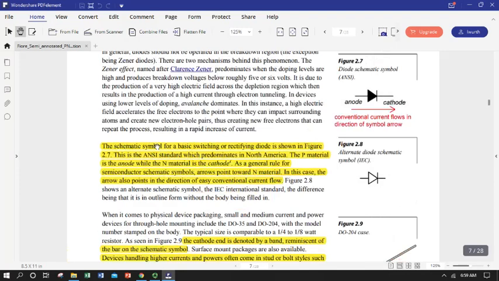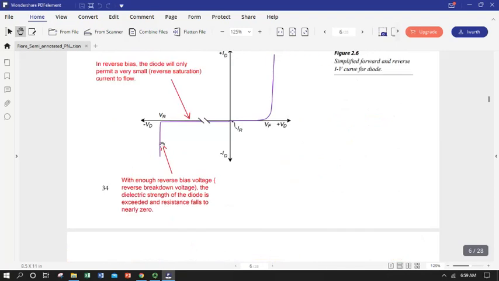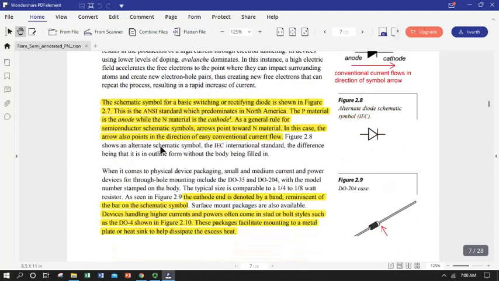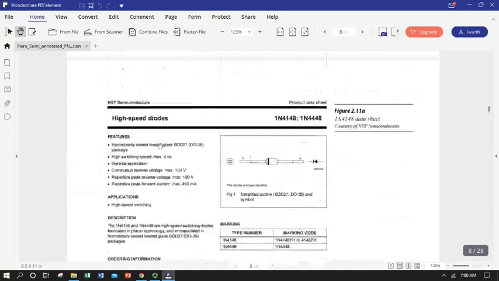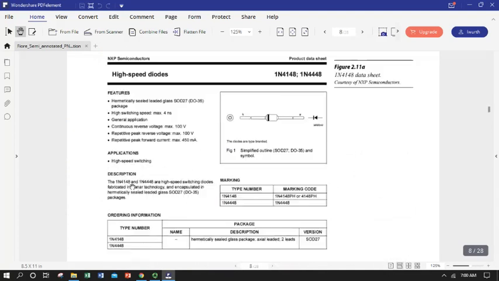So on our, that is this value, V sub R. So that's a reverse bias max. So don't go over 100 volts. And we're told that the repetitive peak forward current is a little under half of an amp, so 450 milliamps.